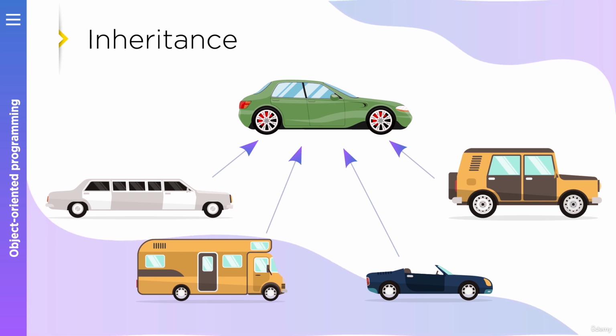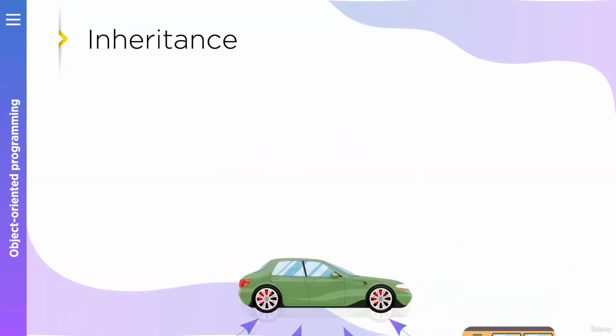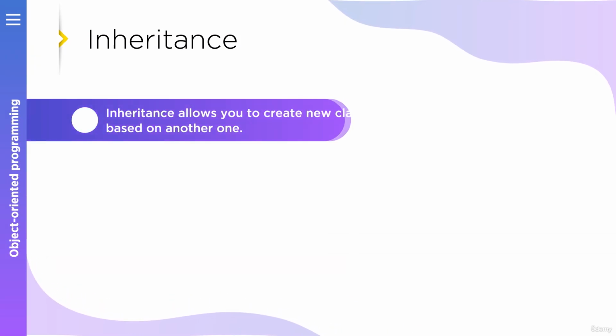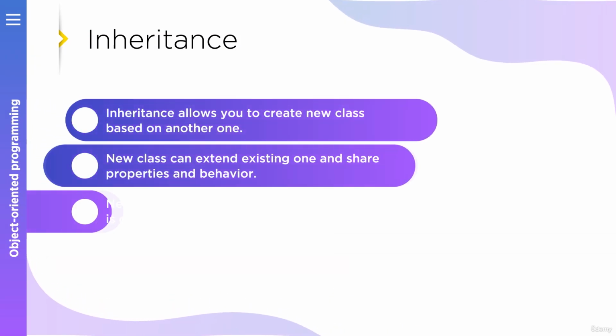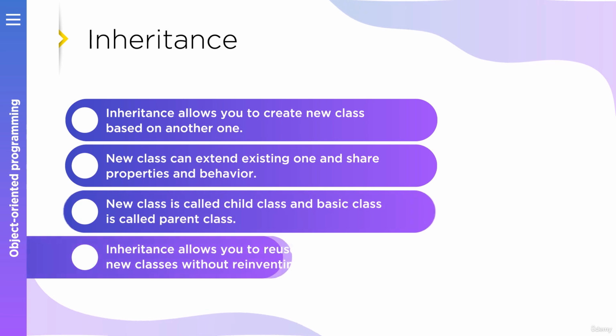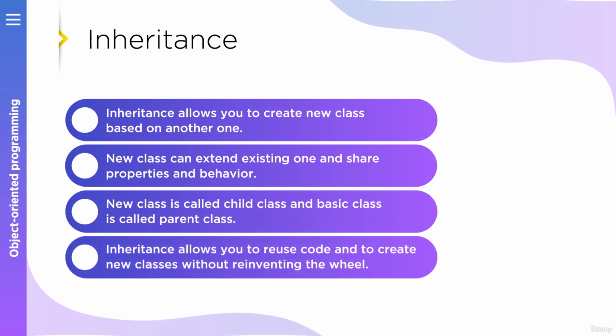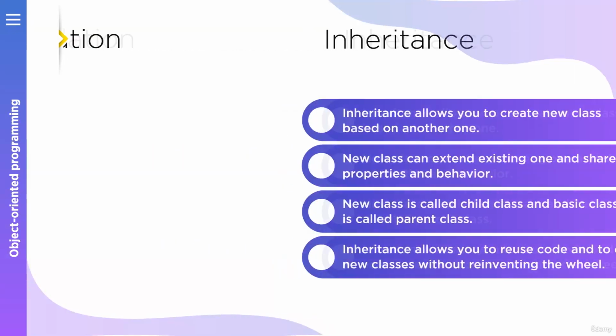Most likely you are going to have only 2 seats in the car, and additional attributes of the sport car like a spoiler, probably a clutch pedal for sport manual transmission and something else. I believe you got my point. Inheritance allows you to create a new class based on another one. The new class can extend the existing one and share properties and behavior. The new class is called a child class and the basic class is called a parent class. Inheritance allows you to reuse code and to create new classes without reinventing the wheel.